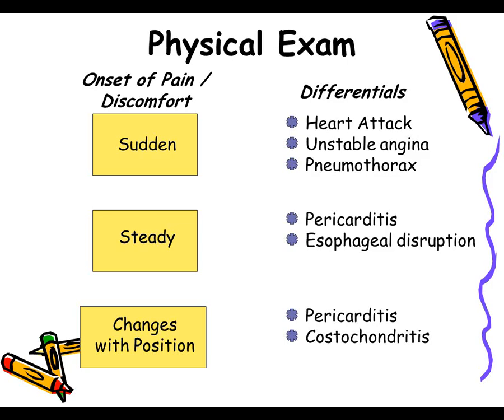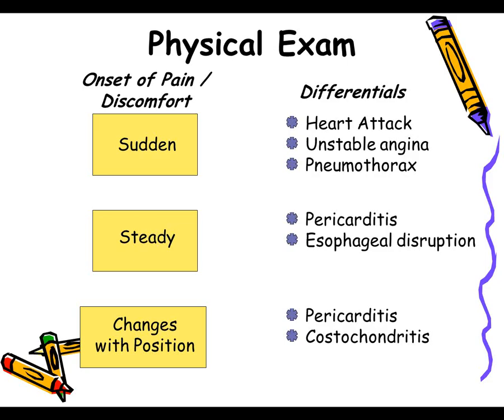If they describe the pain as being sudden, that discomfort could be a heart attack, could be unstable angina, could be a spontaneous pneumothorax. If they describe the discomfort or pain as steady, or a dull ache that may be getting worse, especially if they lie flat, that would be pericarditis. Or if they swallow, that could be an esophageal disruption.